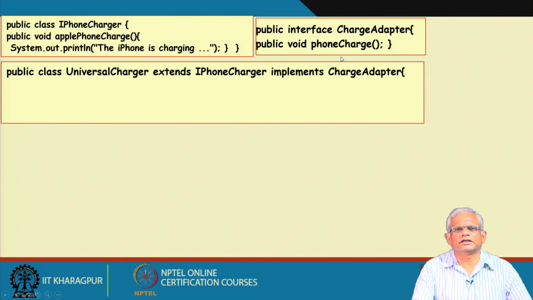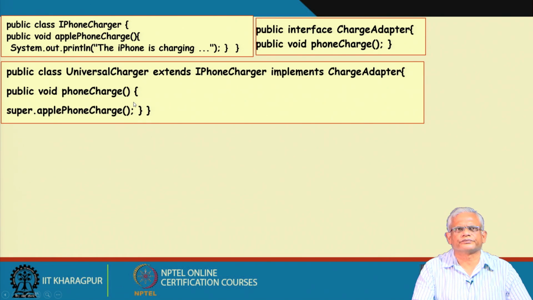In the universal adapter, if we have a universal charger, then we would like to have it extend the iPhone charger and then implement the charge adapter. So, all the clients can call the phone charge and then different types of chargers will be supported: the iPhone charger, Android phone charger and so on. The client just calls phone charge and the universal charger should be able to call the corresponding charger.